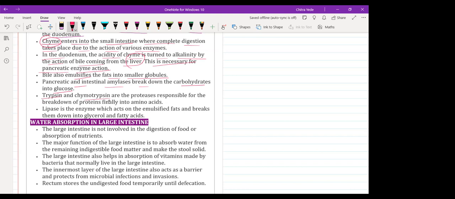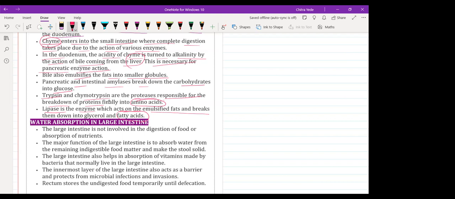Trypsin and chymotrypsin are proteases. Protease means protein digestive enzyme responsible for the breakdown of protein finally into amino acids. So peptides may then convert into amino acids with the help of trypsin and chymotrypsin. Then the lipase enzyme acts on the emulsified fat and breaks it down into glycerol and fatty acids. So fatty acid is the simplest form of fat. This is how different enzymes work in the digestion of different types of nutrients in our body.